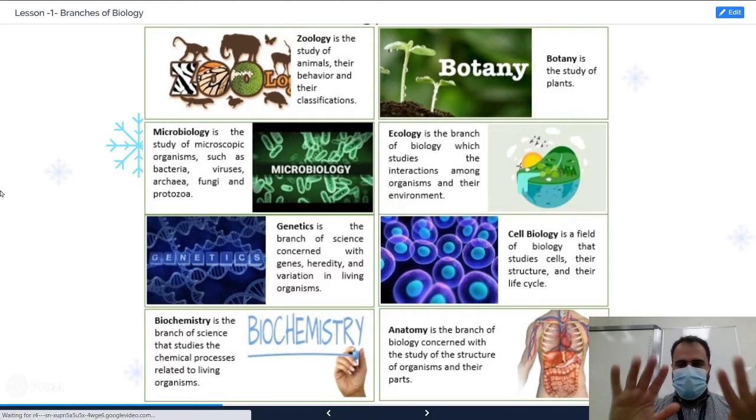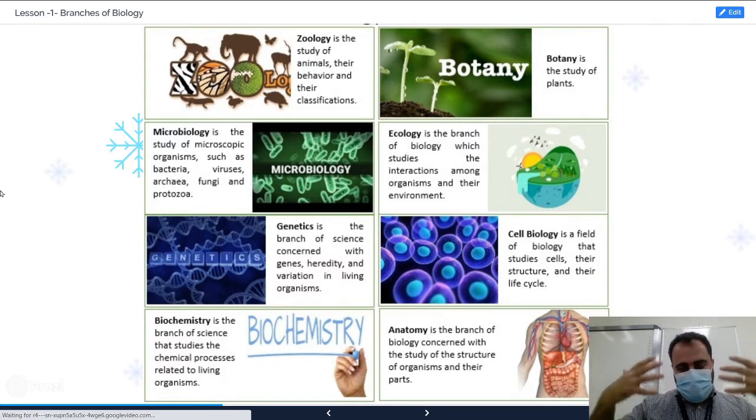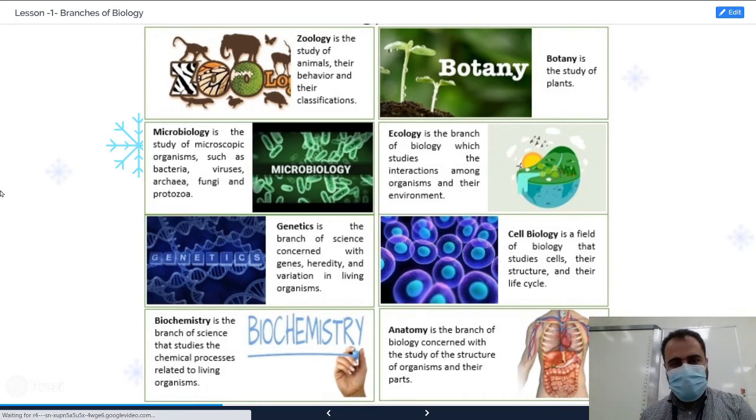And we move to the 8th branch for today, which is anatomy. Anatomy is the study of organs, mainly in animals and humans. In anatomy, you study how the system is arranged. Mainly, we study the names. So if you study anatomy at college, honestly, it's a very difficult subject because you need to memorize 206 bones. You need to memorize the names of the organs, their location, their functions.